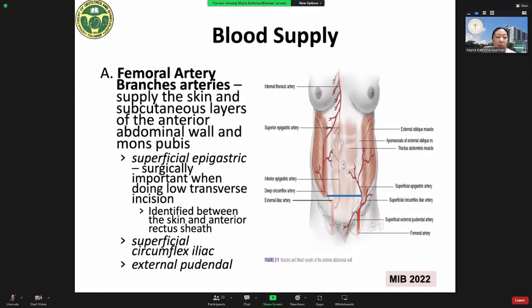The superficial epigastric artery may be affected in a low transverse incision, represented by the blue line here, because they course diagonally towards the umbilicus. And this should be identified halfway between the skin and the anterior rectus sheath.